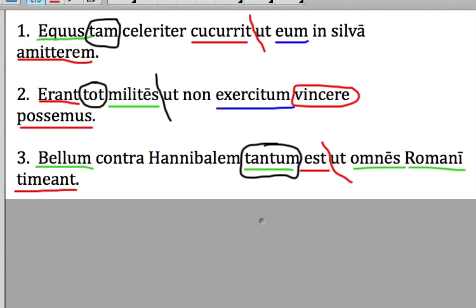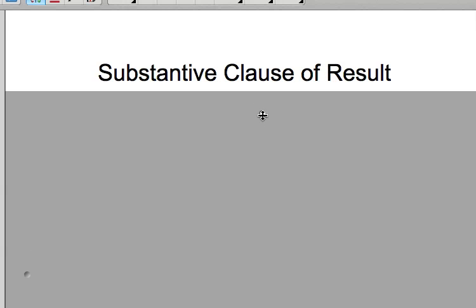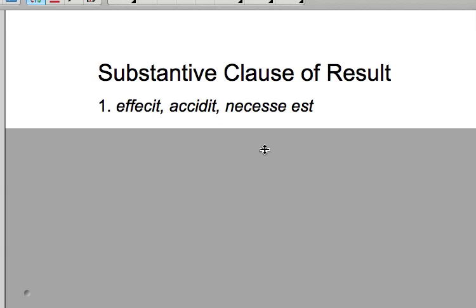Okay? Now, there's one other little twist on this concept here. There's what's called a substantive clause of result. I'm not going to require you to memorize this term. It's not that big of a deal. I just want you to see how this works. Okay? There are certain clauses that are technically result clauses that follow verbs like this. Effecit, accidit, necesse est. Effecit means brought about, okay, or caused.